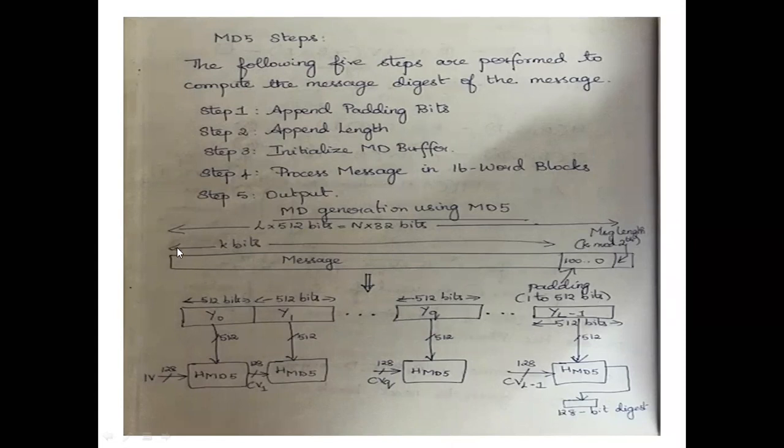So this is the diagrammatic explanation. Actually the message, the plain text will be of 512. Then after padding and after adding the length, the total should be L into 512 bits. That is nothing but a multiple of 512. Then Y naught is your first initialization vector value that is given to the first block. The output of that is given to the second block. Likewise, it keeps repeating until you get the final 128-bit message digest.